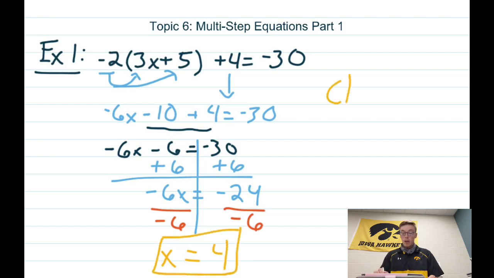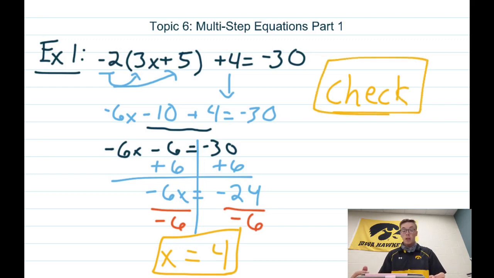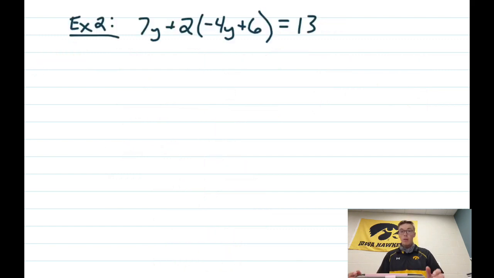Now, we need to check our answer. This is something that you can do, and this is something you will be required to do. I'm not going to do it on here for time's sake. Okay? So going to the next problem, I want you to pause the video. I want you to try example 2 now by yourself. My hint is use the distributive property, then combine like terms, then do your inverse operations. So please pause the video and continue once you get to an answer or you get stuck or you need help.